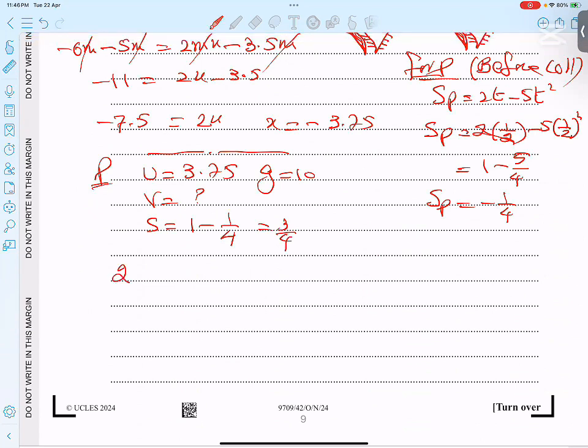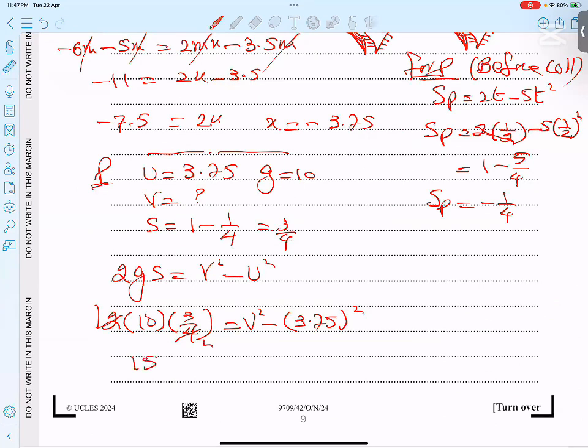Now I can apply 2as, or 2gs equals v squared minus u squared. Gravity is positive 10, s is 3/4, last velocity v is what we need to find, and u is 3.75 to the power 2. So 2 times 10 times 3/4 gives 15, plus 3.75 squared, equals v squared. We take the root of the whole thing. Let me check: 15 plus 3.75 squared, and I got the answer 5.39 meters per second.